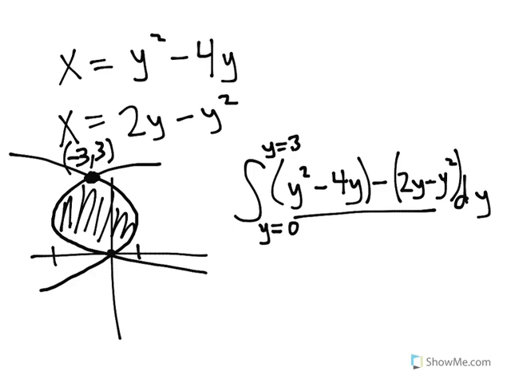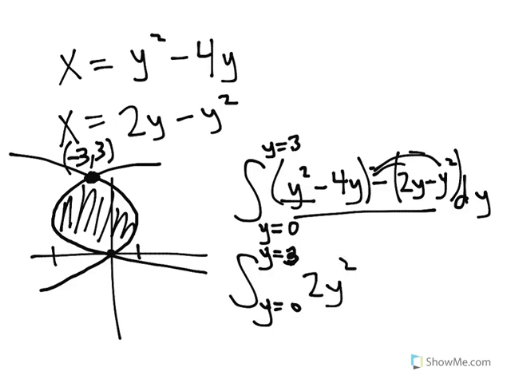Okay, I think it's easier to clean this up first before you think about trying to integrate. So let's clean it up a bit. This is from y equals 0 to y equals 3. We have a y squared, and then we're going to have a minus a negative y squared. You've got to make sure you distribute that negative in there. So it's going to be a y squared plus a y squared. So we're going to have 2y squared, and then we have a negative 4y minus 2y, so negative 6y dy on the end.